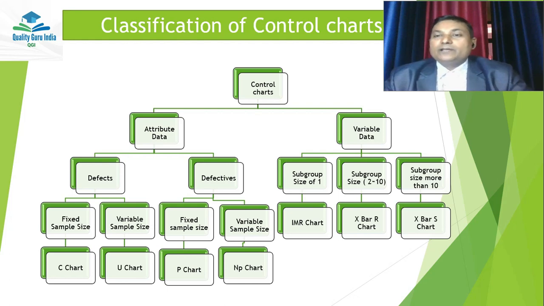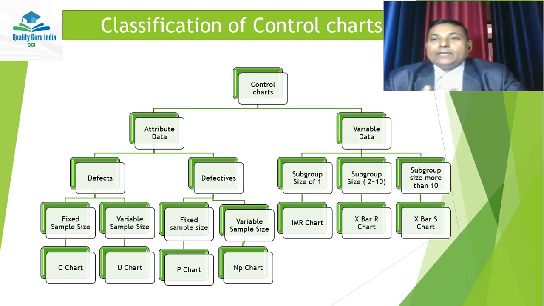If you have variable data and the subgroup size of the data is 1, then we should use the IMR chart, or individual moving range chart. If the subgroup size of the data is 2 to 10, then we should use the X bar R chart. And if the subgroup size is more than 10, then we should use the X bar S chart.